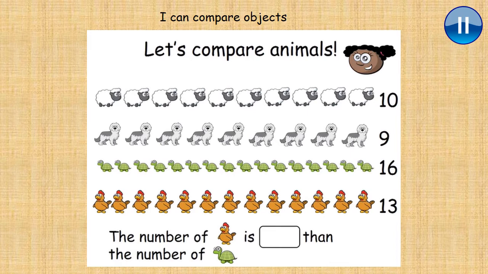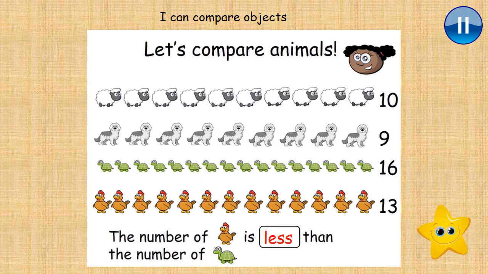Now let's use this information again to compare roosters and turtles. First, look at the number of roosters. There are 13. And look at the number of turtles. There are 16 turtles. We know that 13 is less than 16. So the number of roosters is less than the number of turtles.